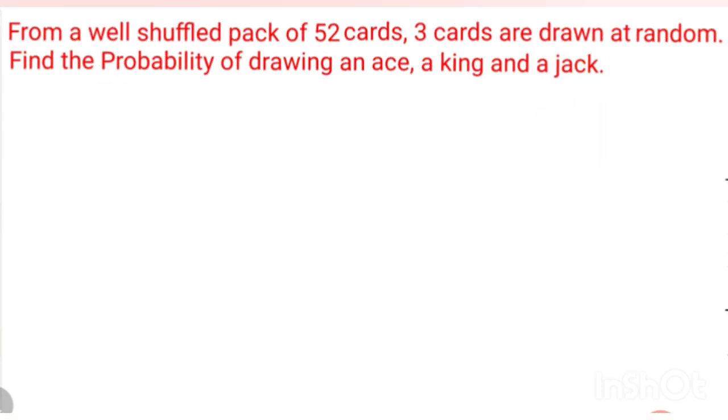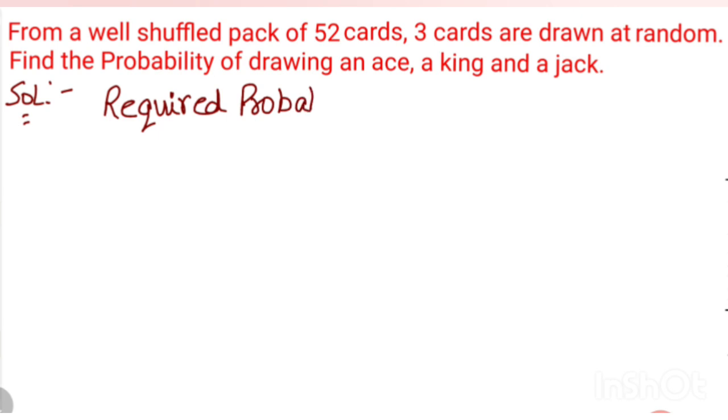Now, from a well shuffled pack of 52 cards, 3 cards are drawn at random. Find the probability of drawing an ace, a king, and a jack. Now the required probability is equal to: when the first card is drawn, it should be an ace. There are 4 aces, so the probability is 4 by 52. After one card is drawn, the total number of cards remaining is 51. Since an ace is removed, the total number of kings available is 4.